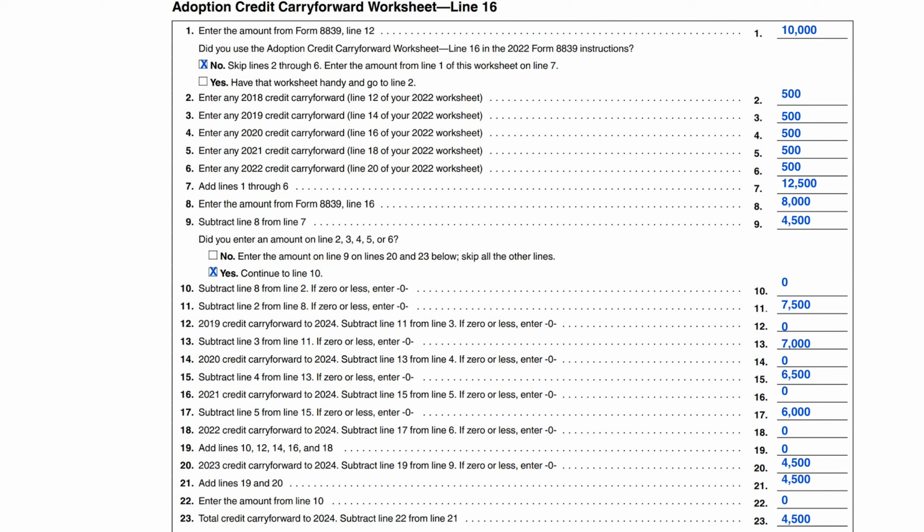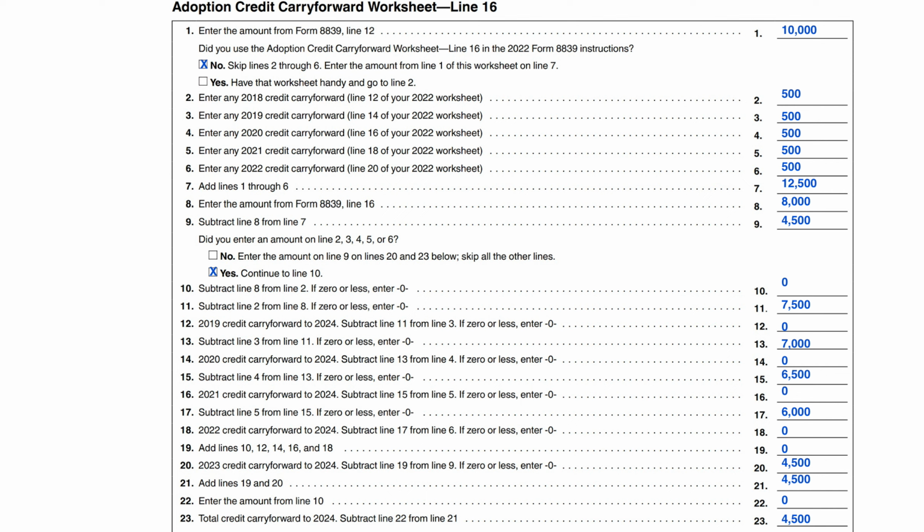So if you look at line 16 on IRS Form 8839, it states you can take the smaller of the calculated tax credits, adoption credits, or whatever is calculated on line 5 of the credit limit worksheet from the IRS Form 8839 instructions. So if your available tax credits are limited by the credit limit worksheet, then the remaining credits become a carry forward to a future tax year. So we're going to demonstrate that in this video.